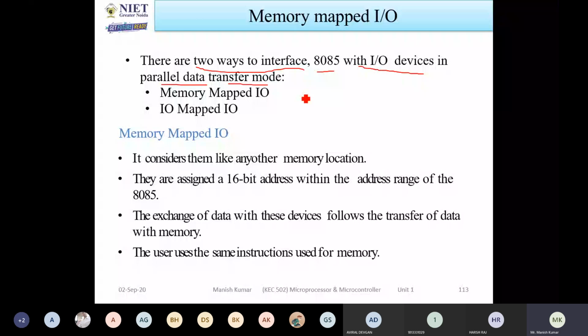Now there are two types. One is called memory mapped input output, another is called input output mapped input output. So you have to understand what is the difference between these two. First is memory mapped input output devices. What is the meaning? You are using memory as an input output device.